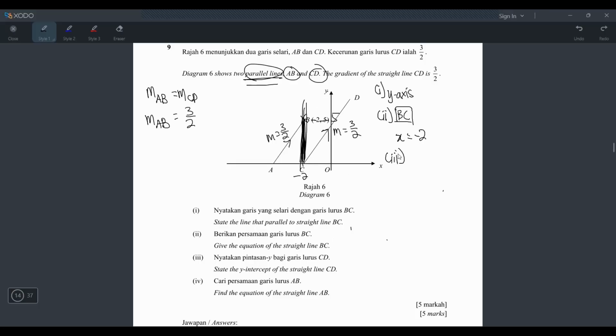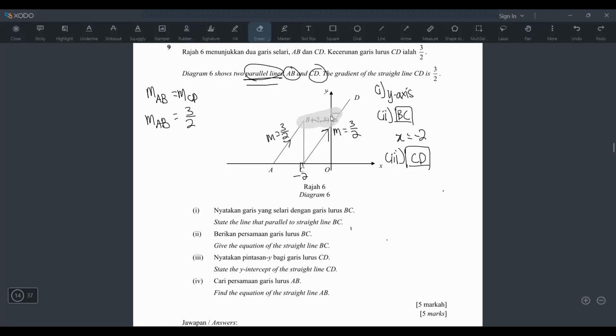Okay, so yeah. Okay, number three, state the y-intercept of straight line CD. This one is a gradient line. So how to find the y-intercept of CD? Let's erase this. Okay, let's erase this also. So the CD line is this, and then the y-intercept, the pintasan y, will be here, this dot. And we actually don't know how much this one is, right? If we know this, then we know our number three answer already, but we don't know this.